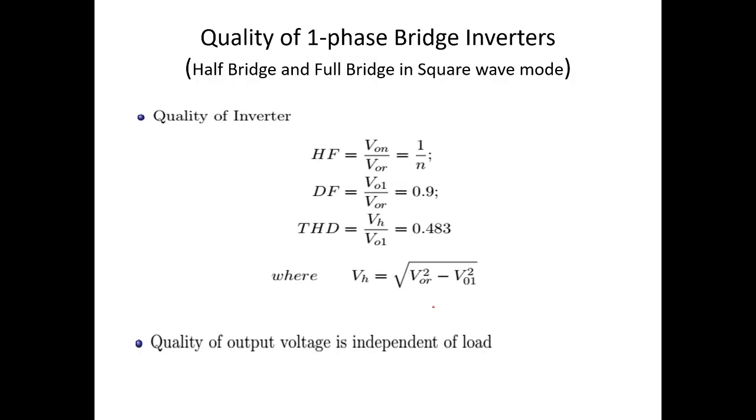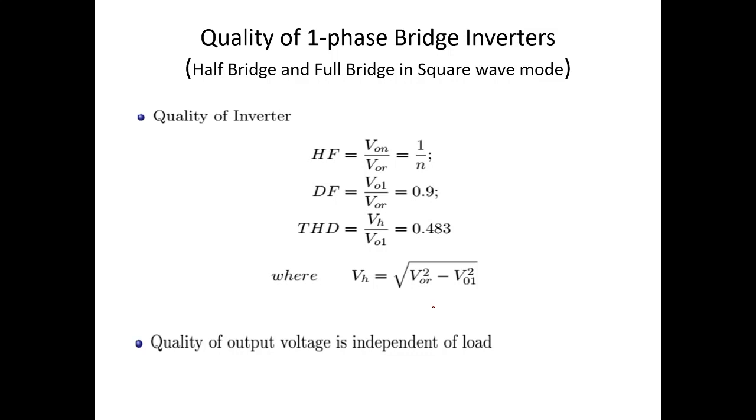The next important aspect is the quality of the inverters. We know there are 3 important parameters which can be used to evaluate quality. The first one is the harmonic factor for the nth harmonic, which is equal to the RMS value of the nth order harmonic by the fundamental RMS value. The next one, distortion factor, is equal to the fundamental RMS value by the overall total RMS value.